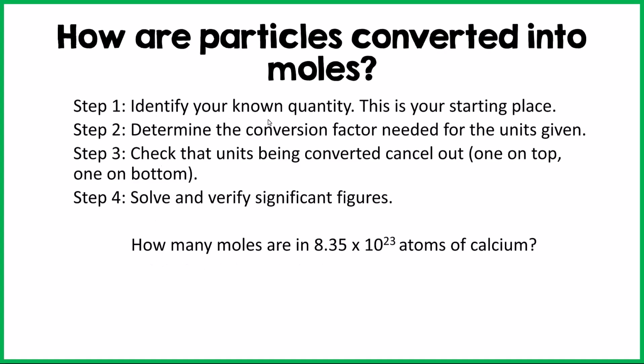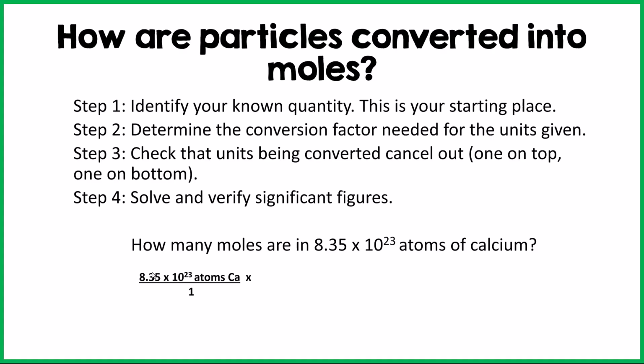So our known quantity here is the 8.35 times 10 to the 23rd atoms. And because calcium is an element, we're discussing atoms instead of molecules. But either way, we're talking about very, very small particles, so we're going to use Avogadro's number. So now we're going to determine the conversion factor needed. So we're converting atoms into moles. Moles is our unknown quantity, atoms is our known quantity.